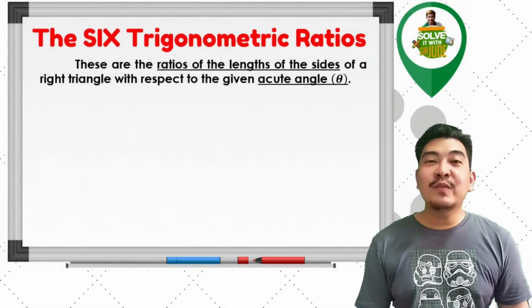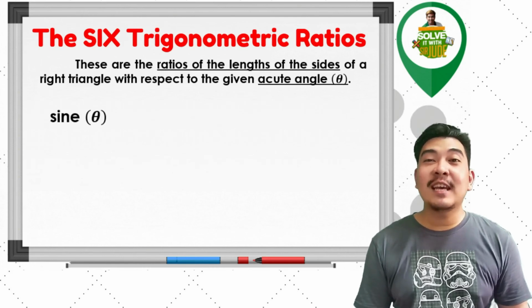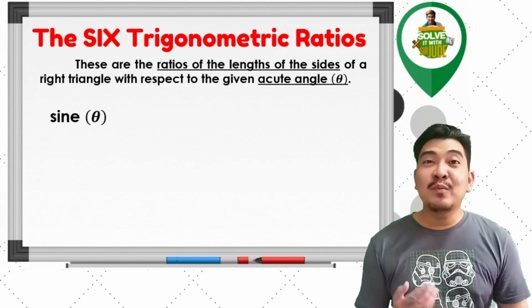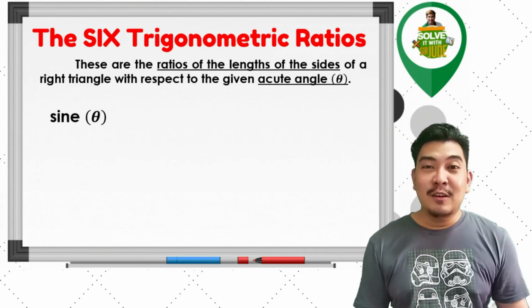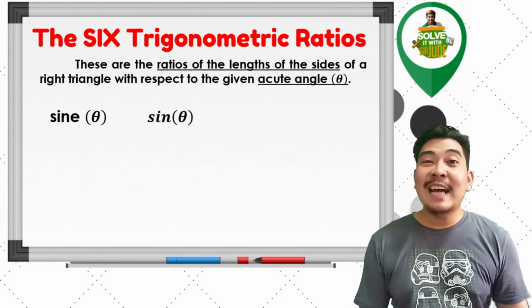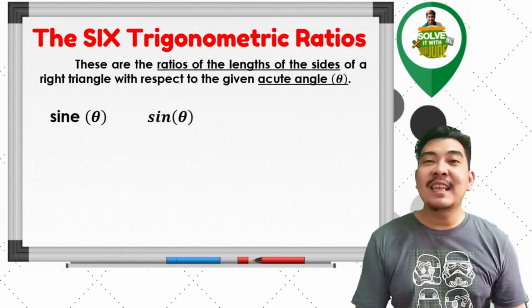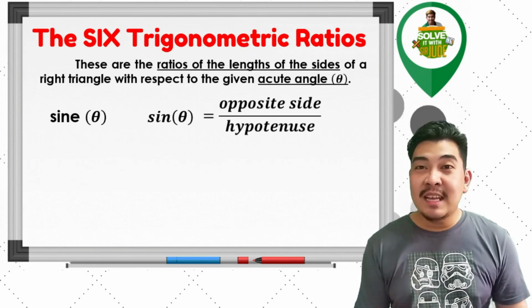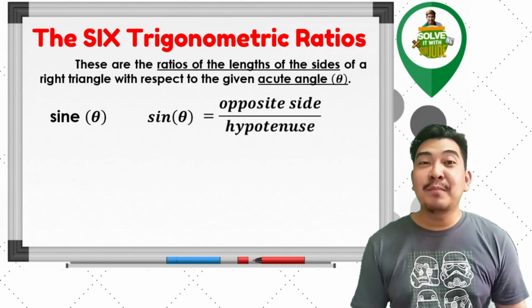So the first of the 6 trigonometric ratios is sine theta. Theta again is the acute angle that we are going to refer to later or will be used as a reference angle. So it can be denoted as sin theta, which is equal to the ratio of the opposite side over the measure of the hypotenuse.